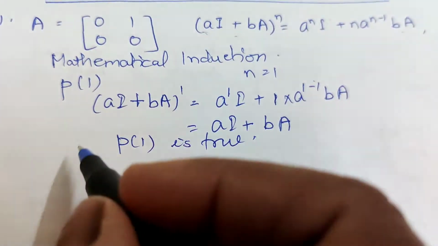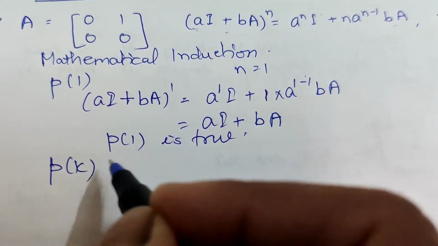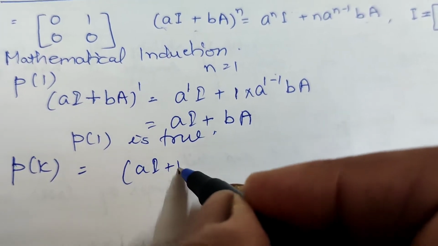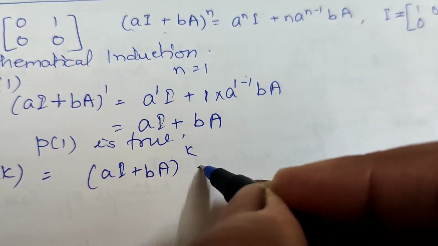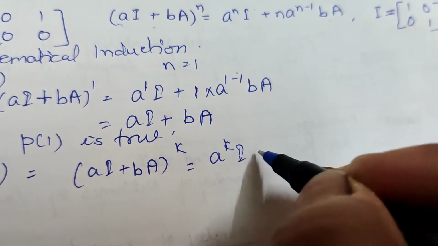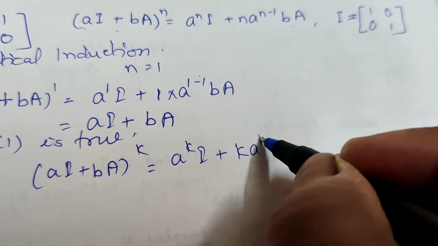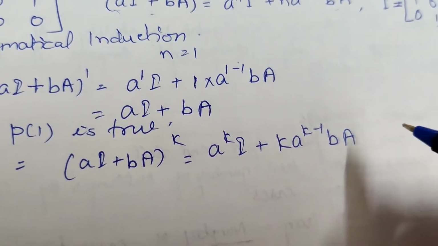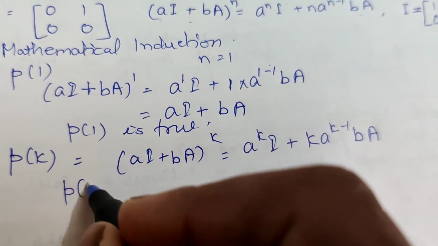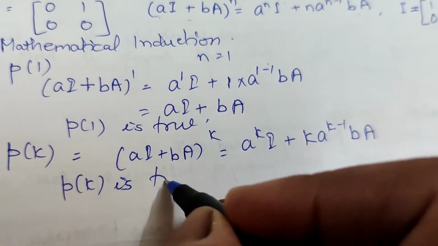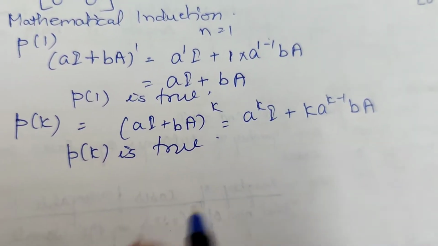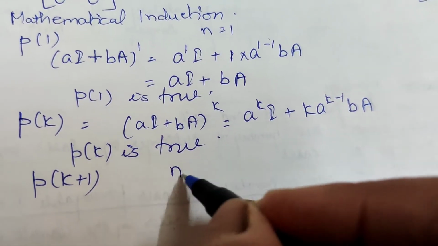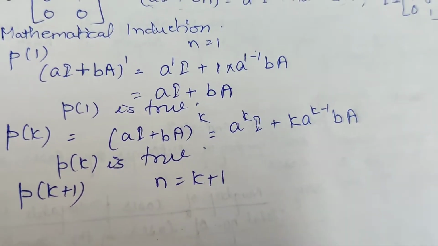Next for Pk. Pk, the value becomes (aI + bA) raised to power k equal to a^k I plus k a^(k-1) bA. It means this is true, also true for k. Pk is true. Now we have to prove that it is also true for k plus 1. It means put n equal to k plus 1.